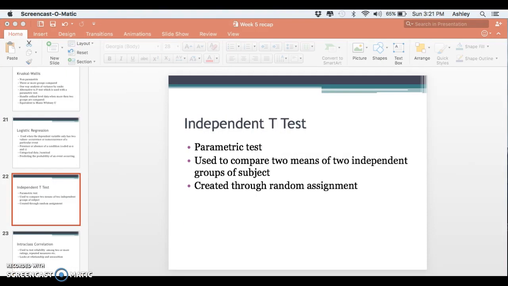So the independent t-test is something that you might see fairly often when you're looking at research. This is a parametric test, and it's used to compare two means of two independent groups of subjects. And it's often created through random assignment.